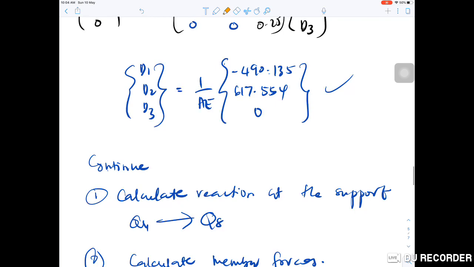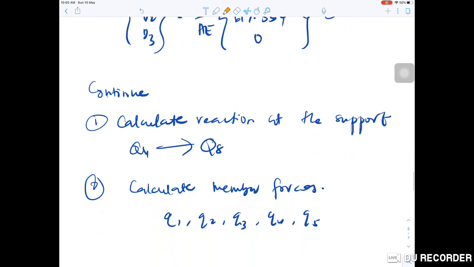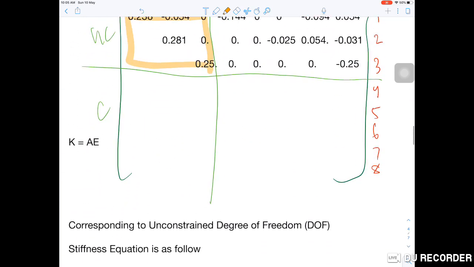After that we can continue calculating whether we want to calculate the reaction at the support, or the member forces. Both depend on the unknown displacement. The unknown reaction label is capital Q, representing the degree of freedom for the constrained system. So the label should start from 4, right? 1, 2, 3 are for unconstrained. Constrained starts from 4, so Q4 until Q8 is actually the reaction at the support. We can continue calculating this using matrix multiplication, which means we have to complete this part.